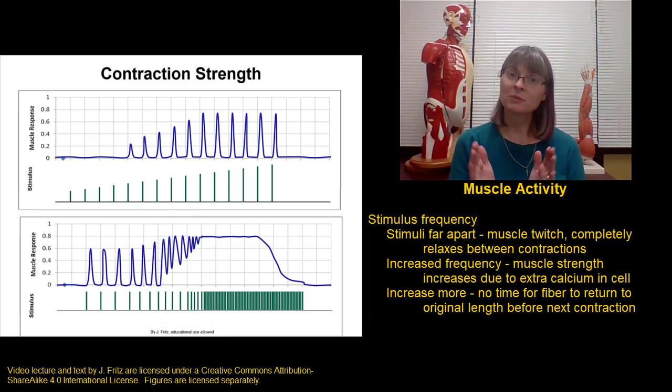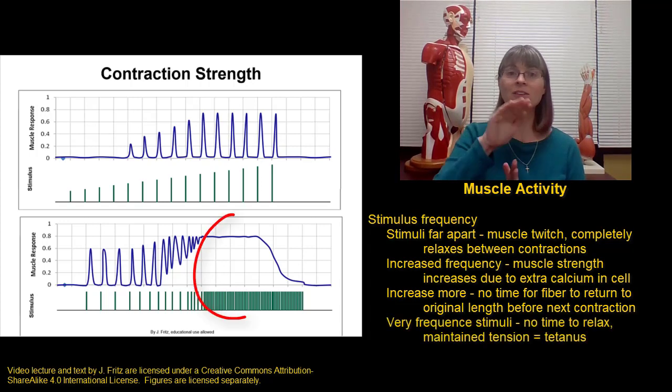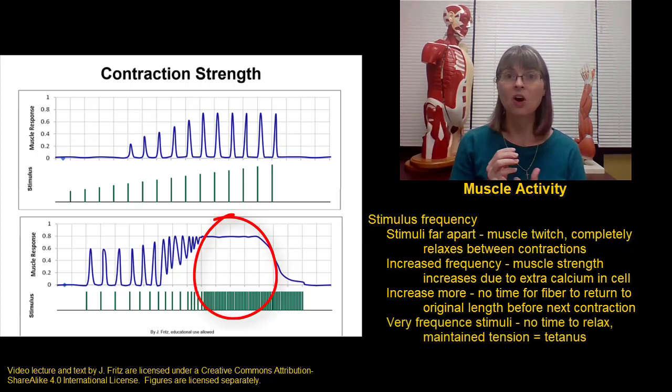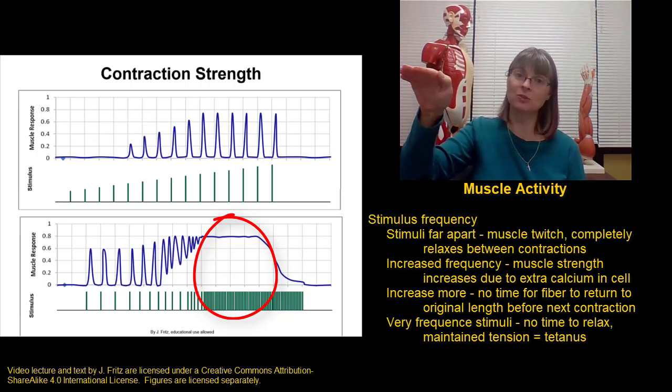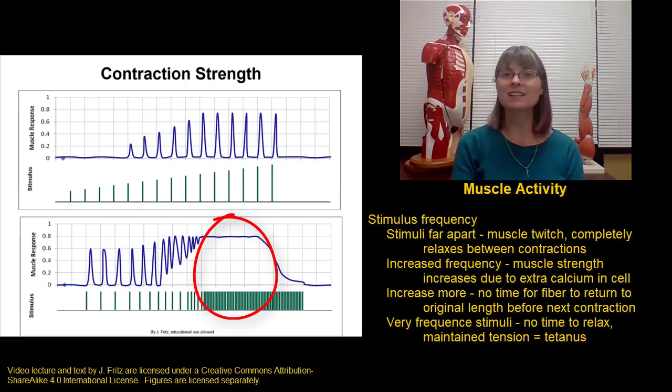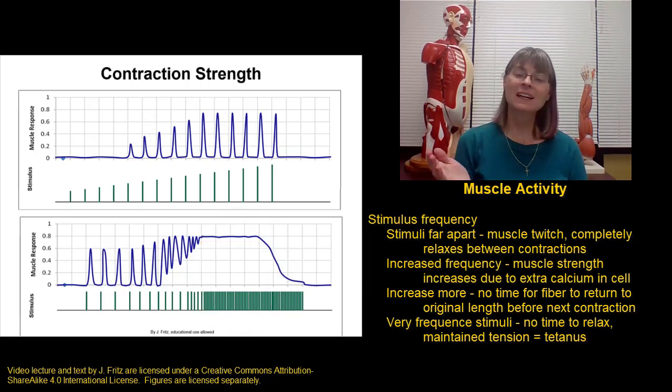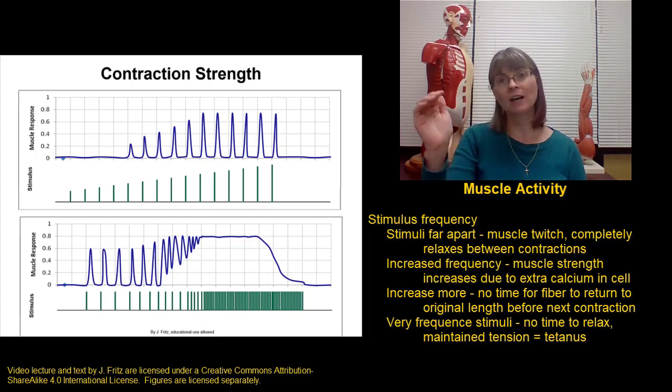Finally, when we put the stimuli very close together, there's not time for the muscle to relax at all in between the pulses of calcium being released, and so there we have a steady contraction. That's what's called tetanus. Tetanus is a prolonged muscle contraction caused by having stimuli that are frequent enough that there's no time for the muscle to relax at all in between.